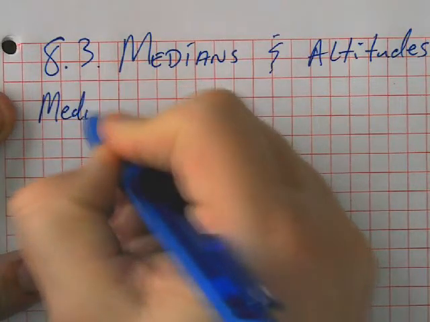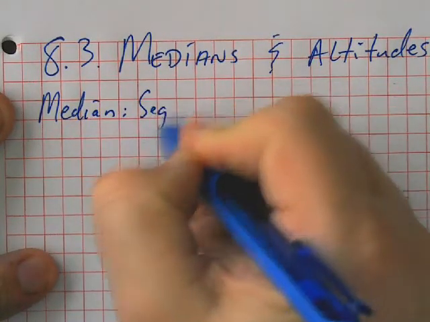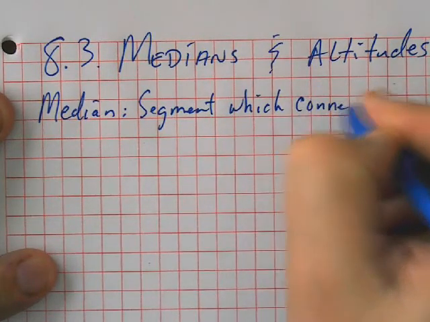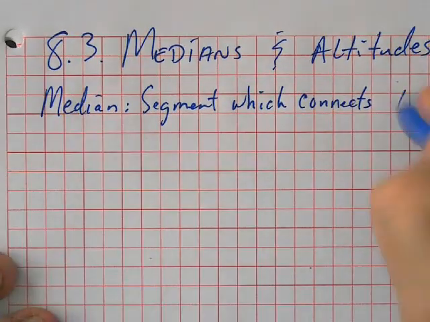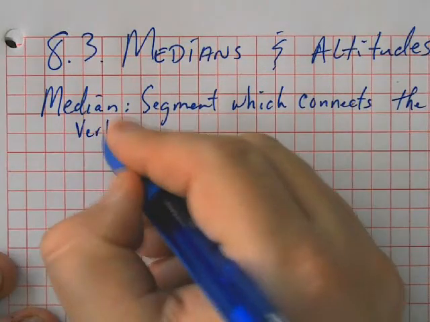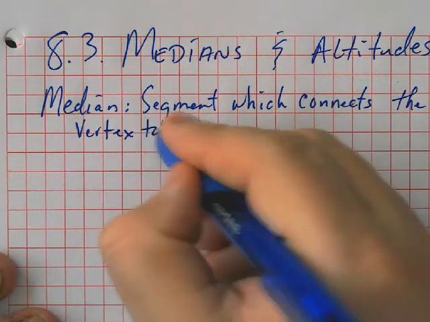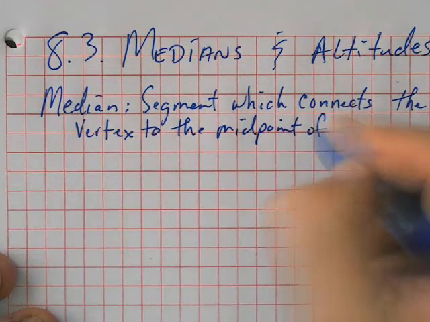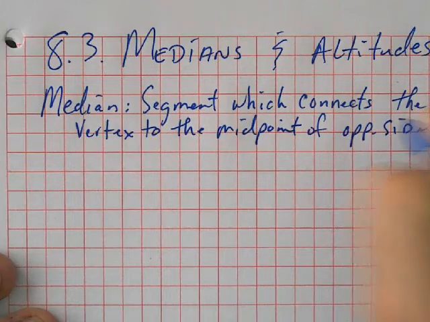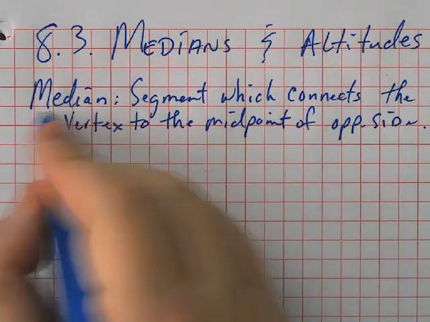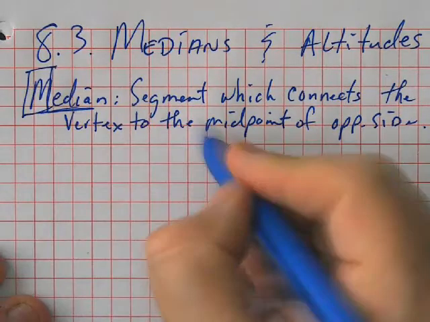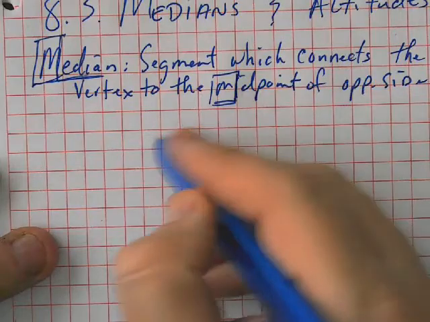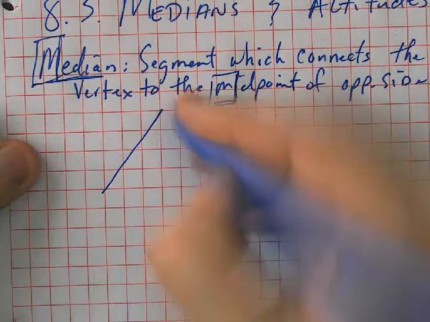A median is a segment which connects the vertex of a triangle, doesn't matter which one, the vertex, to the midpoint of the opposite side. Okay, so median, that should be easy to remember. Median goes to the midpoint. The median goes to the midpoint. So let's take a look at that triangle again. So I've got a grid here I can use.